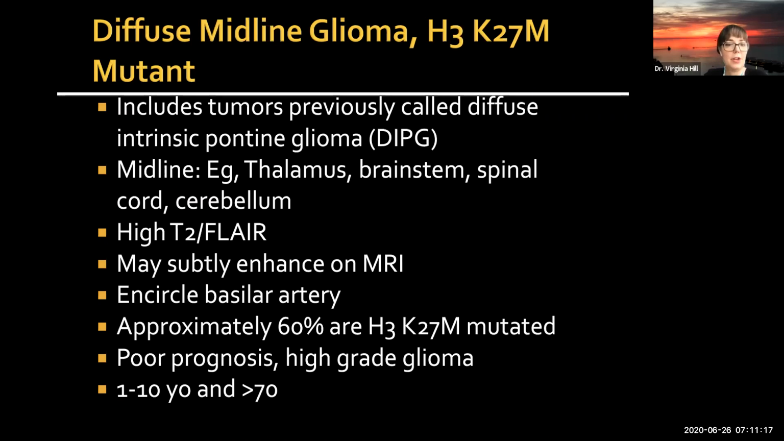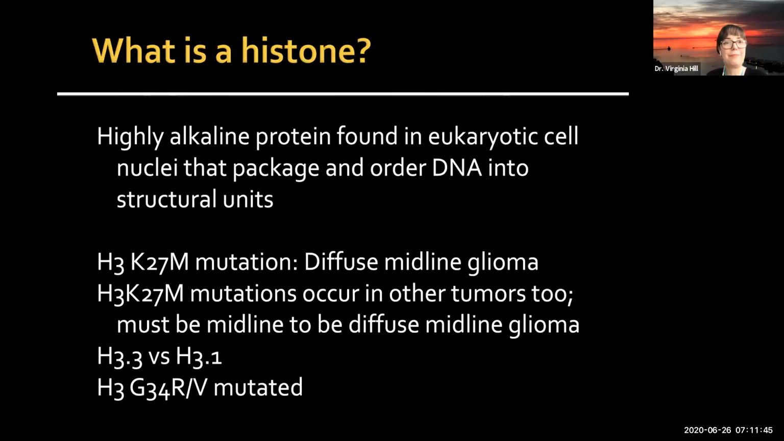They are high signal on T2 and FLAIR images. They may subtly enhance on MRI. They tend to encircle the basilar artery. Approximately 60% of them have this H3K27M mutation, which confers a poor prognosis and is really a high-grade glioma, despite the subtle or no enhancement on MRI. They tend to occur in children who are 1 to 10 years old in age. And also, though, not to forget, they occur in elderly adults as well.